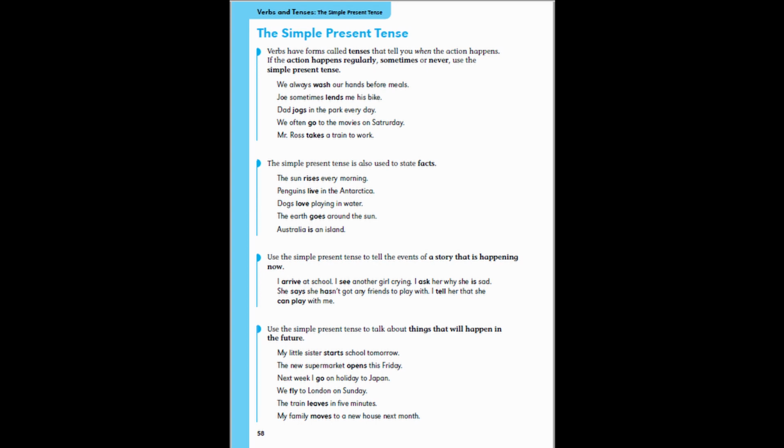Now you can tell the story to somebody, like, oh, what happened the other day? What happened? I arrive at school, I see another girl crying, I ask her why she's sad. Now, even though you're telling it in the future, the story is taking place in the present according to the timeline. This is what I mean by English being a very confusing language, because this entire thing can be an answer to a question in the future.